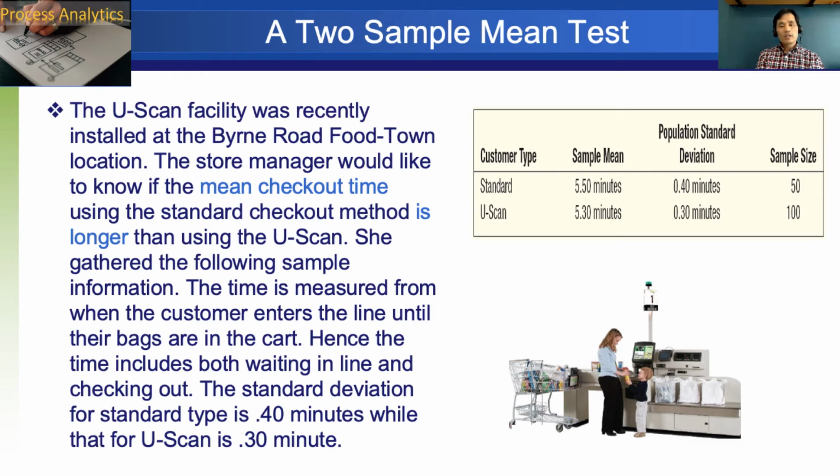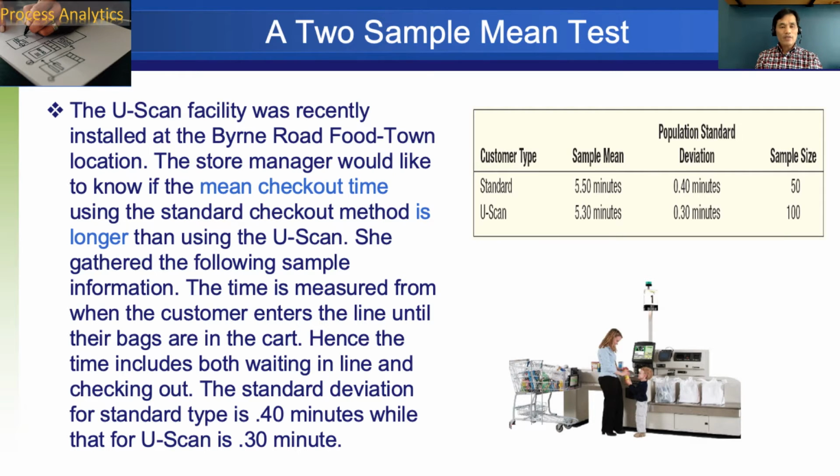Let's also take a look at a two-sample mean test. In a two-sample mean test, let's see this new example. Let me read it for you. The U-Scan facility was recently installed at the Burn Road Food Town location. The store manager would like to know if the mean checkout time using the standard checkout method is longer than using the U-Scan. She gathered the following sample information.